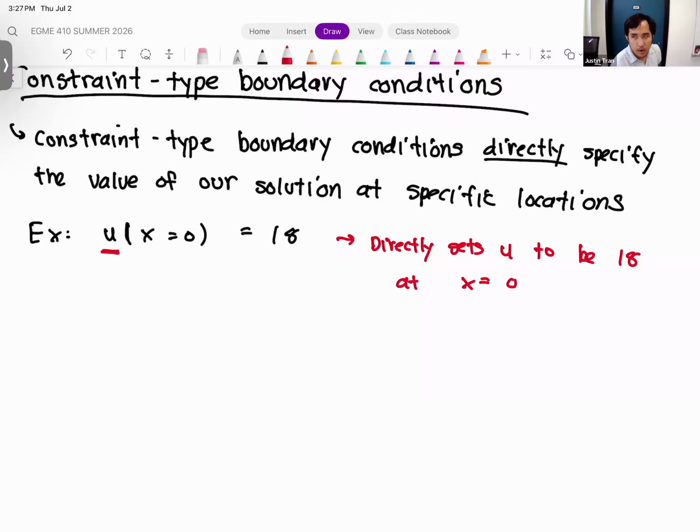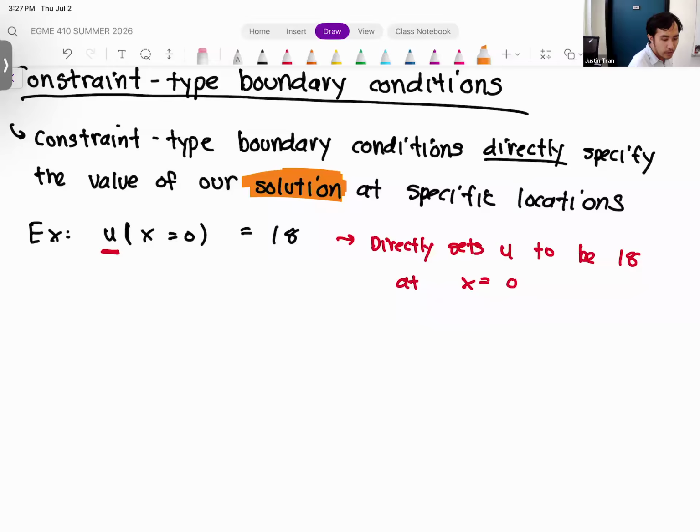Right? So that's what it means to directly specify the value of our solution. Okay. Now, the other layer to this statement is actually this term right here, solution. When you look at a very simple mathematical example, it's very clear that u is our solution. But if you're running an ANSYS simulation, what do we consider our solution?